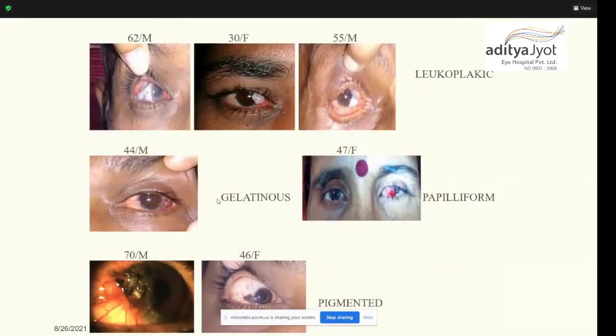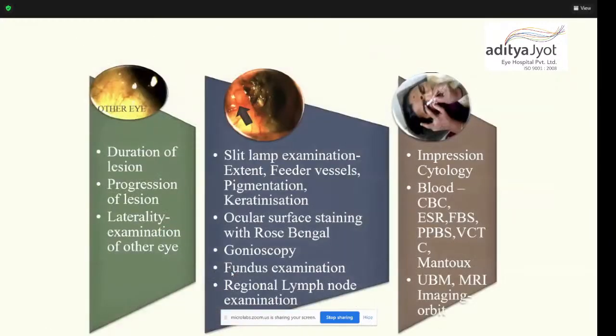There are different variants. You have the leukoplakic variant, where you can see this white lesion, and the gelatinous, papilliform, and pigmented variants. Pigmented OSSN can actually look like dematiaceous fungi, so that can be a differential diagnosis. In slit-lamp examination, you have to look for the feeder vessels. The ocular surface staining has to be done with rose bengal. You have to do a gonioscopy to look for any anterior chamber angle invasion by the tumor cells.